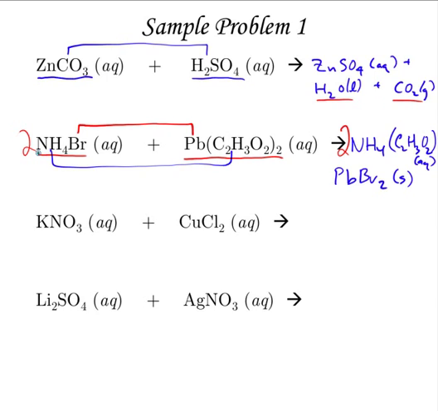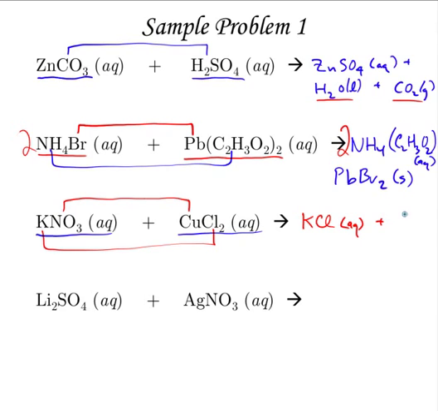All right, next one. Okay, potassium nitrate, aqueous, reacting with copper 2 chloride. Okay, so this is going to be another example of a double displacement reaction. So, okay, nitrate is going to hook up with copper, and potassium is going to hook up with chlorine. So, we're going to get KCl. And when you look up the table of solubility rules, that's going to be aqueous, reacting with copper 2 forming copper 2 nitrate.